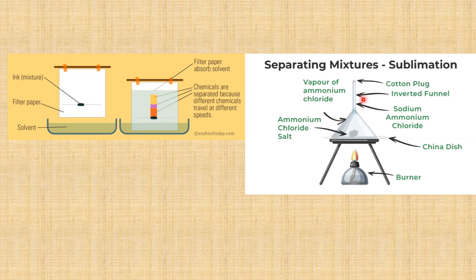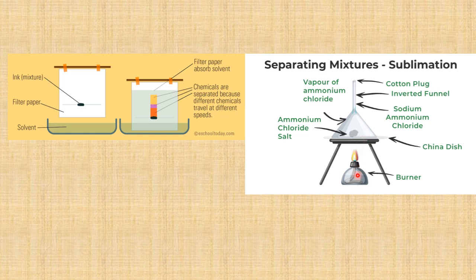Now moving along, this one wasn't mentioned, but I just felt that I should add it. This has to do with the sublimation technique. The sublimation technique is usually used to separate ammonium chloride salt, you see, from other substances. So one substance sublimes while the other one doesn't.